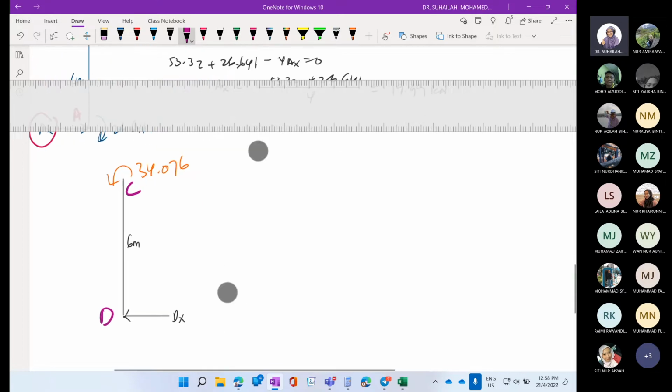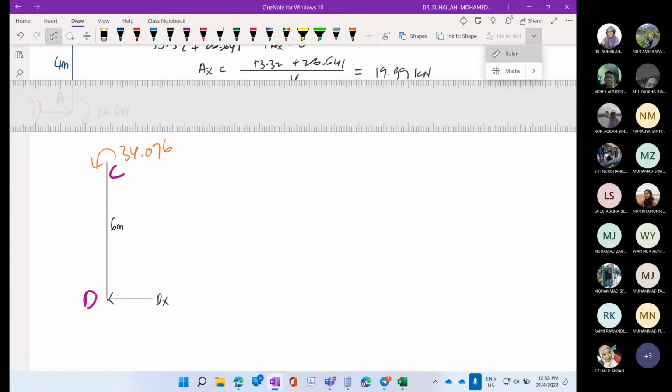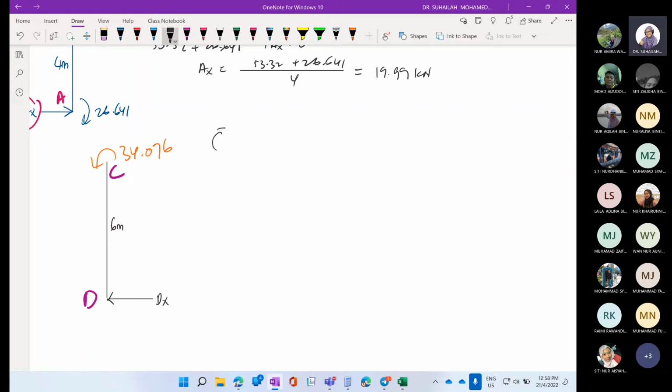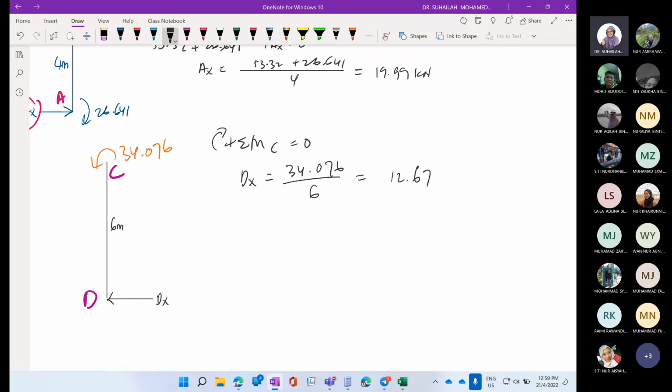Taking moment at C equal to 0. So what do we get? DX is equal to 34.076 divided by 6. So we get 5.679 kilonewton.